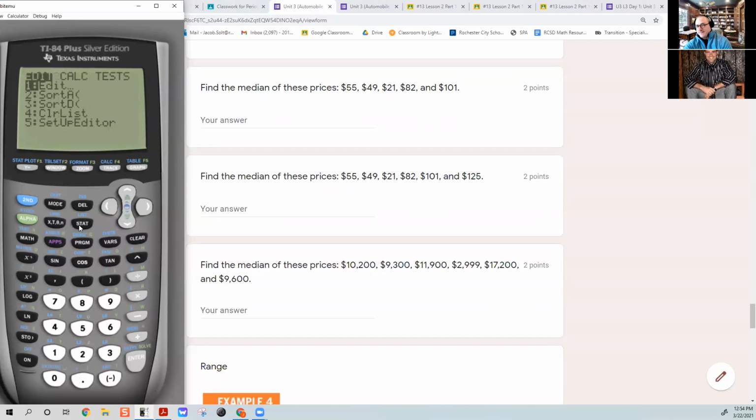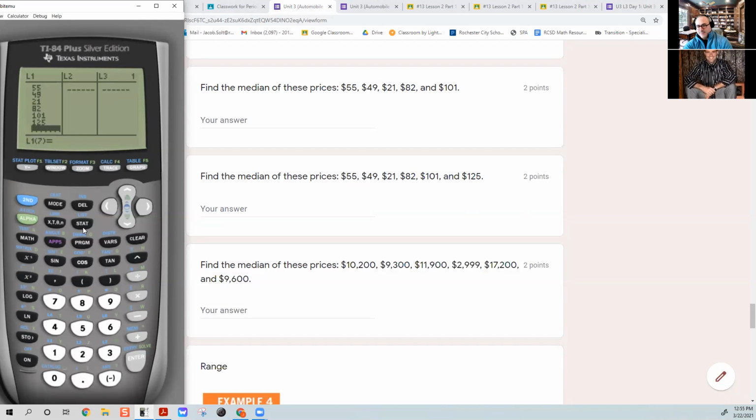I press the stat button. I want to go to edit a list. So I'm going to press enter. There's data already in my calculator. I'm going to press up, clear, enter. I highlight list 1, press clear and enter to get rid of my data. I'm just going to put that data in there. 55, 49, I press enter. 21, I press enter. 82, I press enter. 101, I press enter. And 125, I press enter. All right, my data is now in list 1.